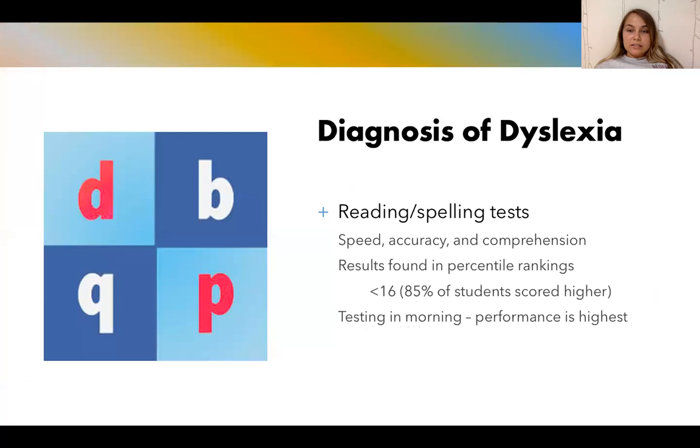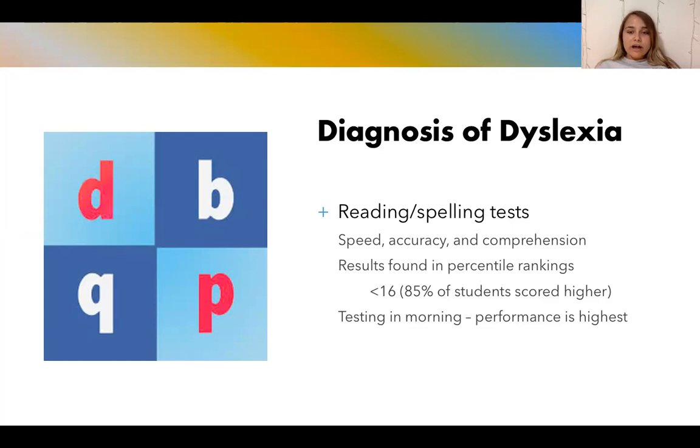So diagnosis of dyslexia happens through reading and spelling tests. For that, you're looking at how fast a student can read, how accurate the words that the student is saying are, and also whether there is comprehension there. Is the student able to read but also understand what they are reading?